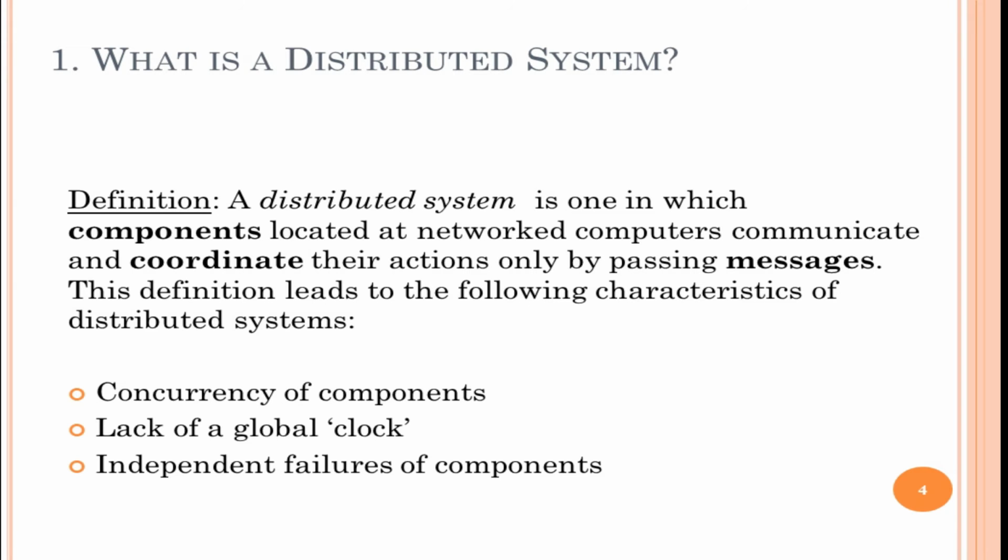Distributed system. A distributed system is one in which components located at networked computers communicate and coordinate their actions only by passing messages. This definition leads to the following characteristics of distributed system: concurrency of components, lack of a global clock, and the third one is independent failure of components.